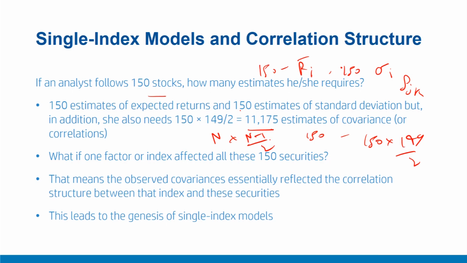How? Consider n variables to track. It is difficult, but if one finds that 90% portion of these variables is explained by one single variable, or one single index in this case, then you only need information about that one variable to predominantly define or get information about all the n variables. And this leads to the genesis of single index models. That means the observed covariances essentially reflect the correlation structure between that index and these securities.